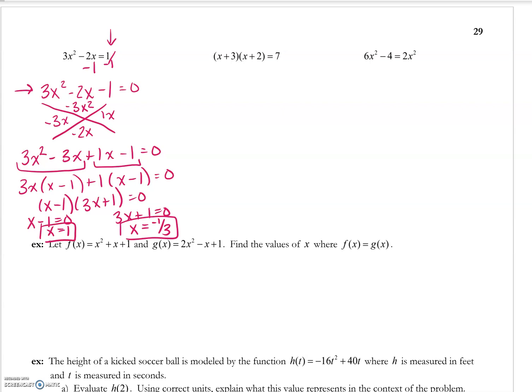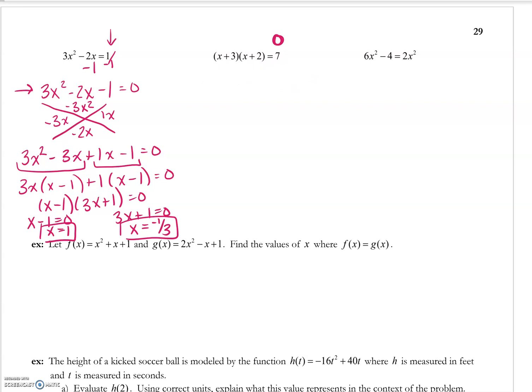For the next example, we notice that this x occurs 2 times, so we're going to either try to factor and use the zero product property or use quadratic formula. What a lot of students are tempted to do on this problem is they notice that it's already in factored form, and so they would say something like, okay, x plus 3 equals 7 and x plus 2 equals 7. However, when we set factors equal to something, it has to be equal to 0. It's called the zero product property for a reason.